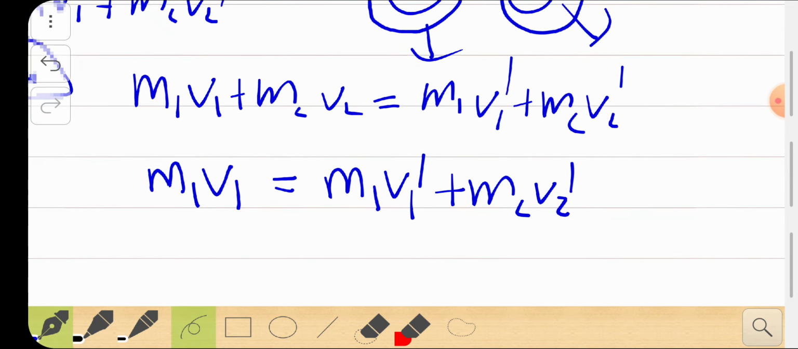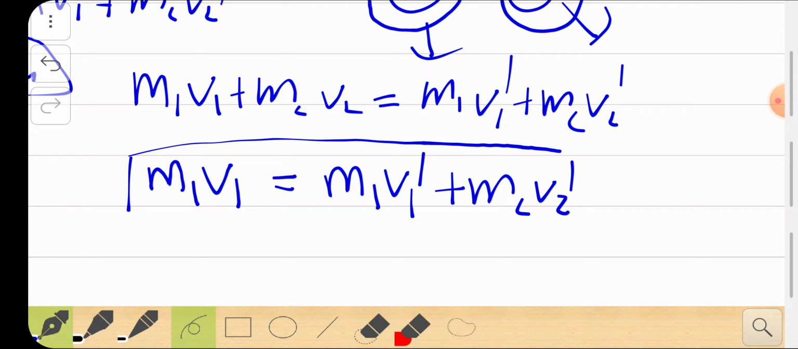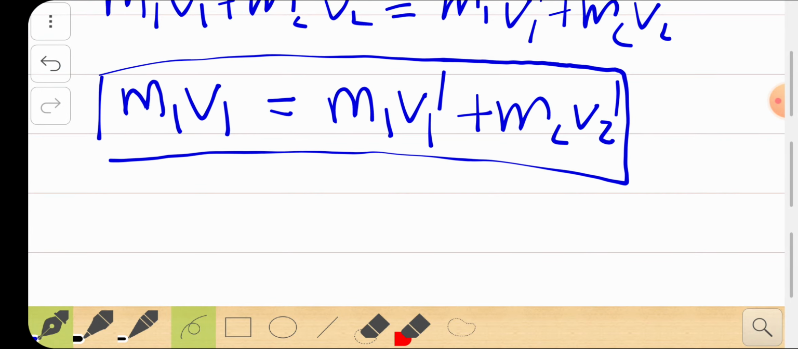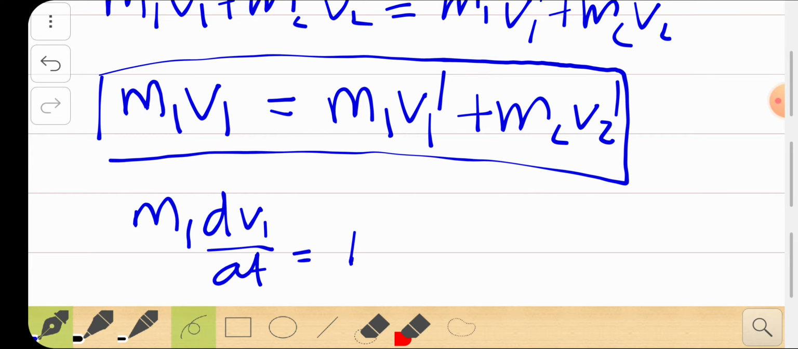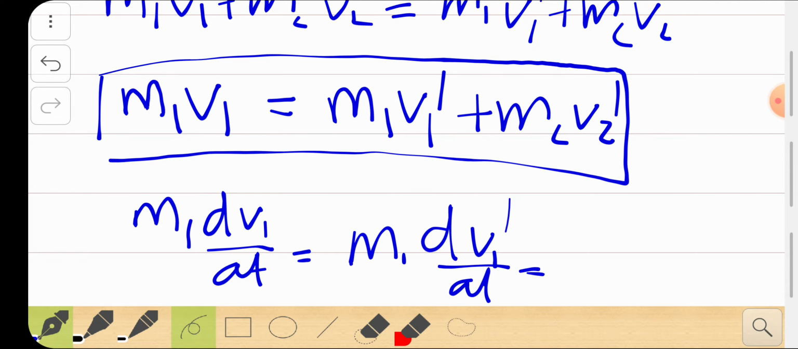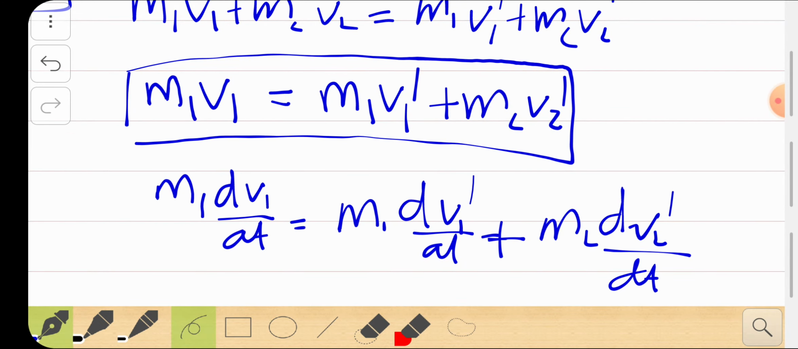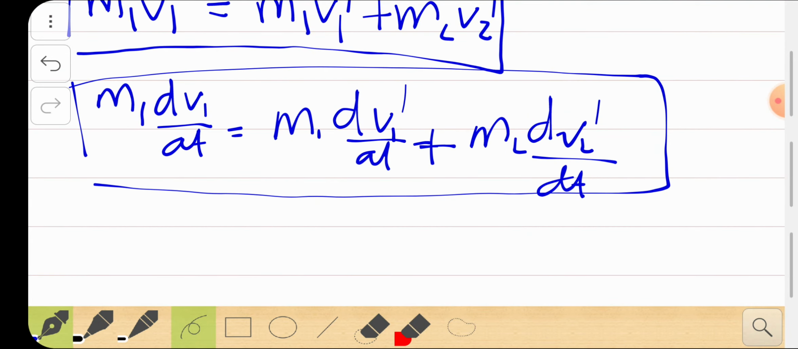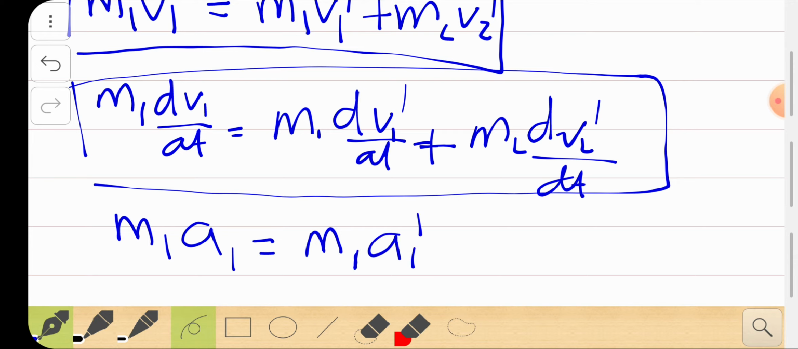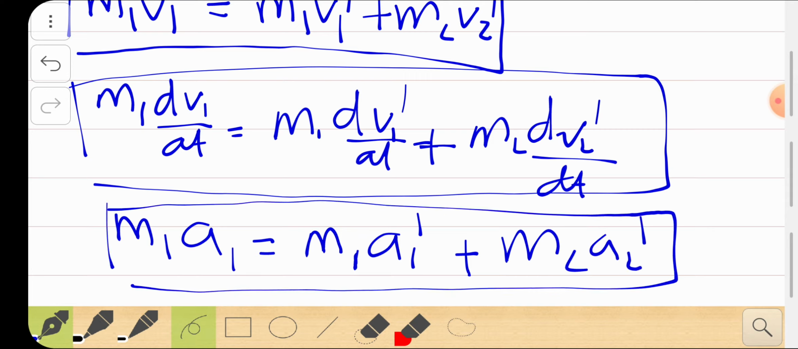So that's the case when initially v2 is equal to 0. Now you can differentiate with respect to time, and you get m1 dv1 by dt must be equal to m1 dv1 dash by dt plus m2 dv2 dash by dt, right? So that's a direct differential. This says m1 a1, which is the acceleration of the first before collision, equals m1 a1 dash, which is after collision, plus m2 a2 dash, also after collision. So the force will be imparted like this, right?